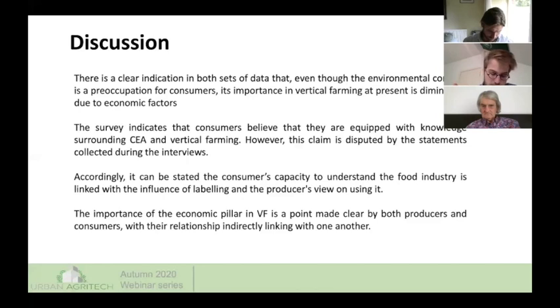However, the survey has indicated that the UK population believe they have knowledge regarding vertical farming in CEA, while producers, on the other hand, oppose that and dispute this claim by saying that the UK population are not aware of where their food comes from. And this is something that we can agree with, even though we have high media attention, especially during COVID, about where our food comes from and information regarding our food.